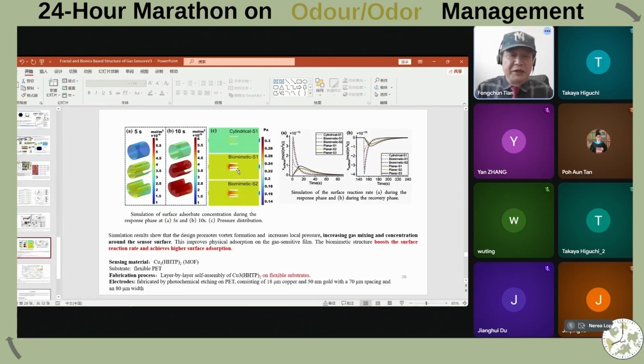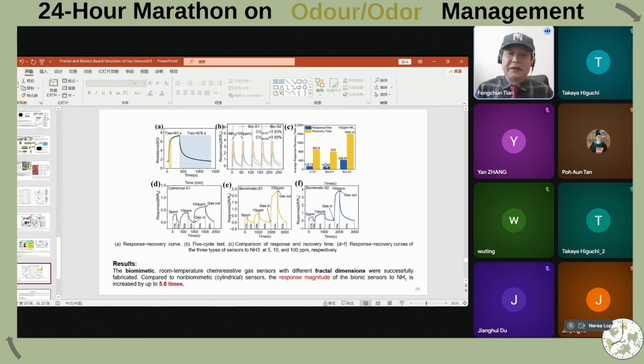Also, we made the simulation for the surface adsorbed concentration during the response phase. And we found that the response is much better than the traditional one. These are the material and fabrication process. And these are the test results.